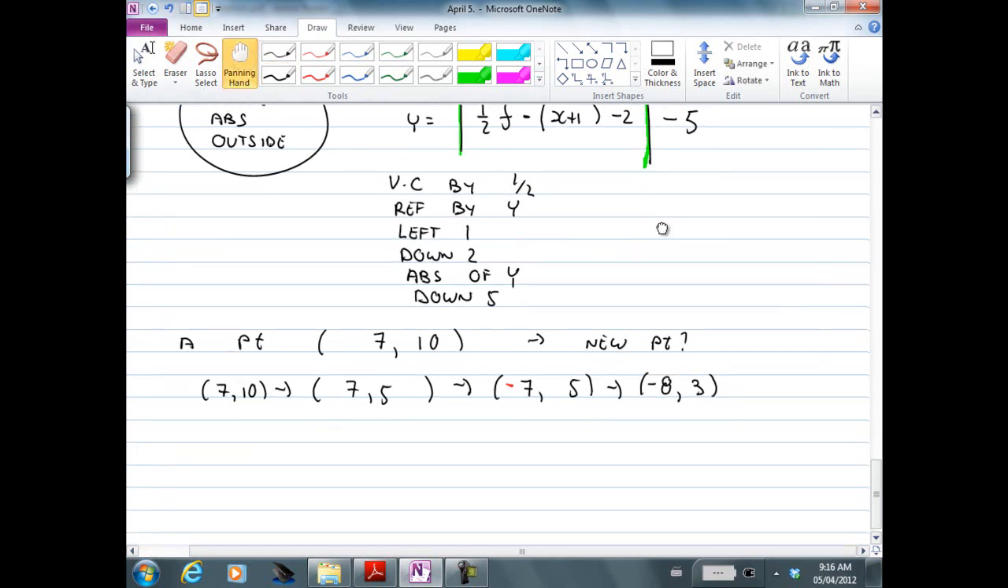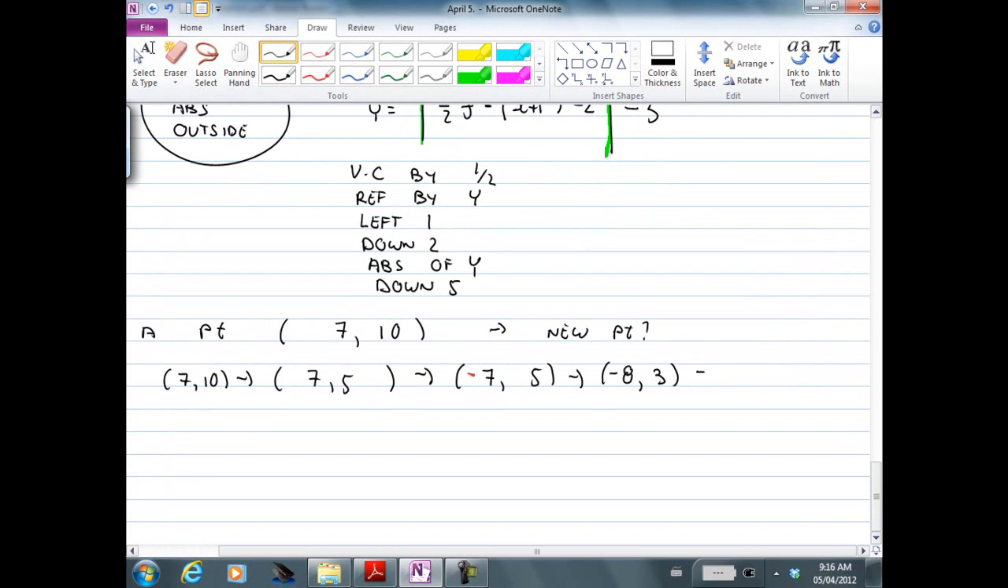Here's the next one. Absolute value. Negative 8 and 3. You see, nothing changes. Why? Because it only affects the y-coordinates. If my y-coordinate is positive, it still stays positive. I can't do anything to it. The x value is negative, but remember, it only affects the y-coordinate for now. Then finally I go down 5. So my new coordinate is negative 8, 5.